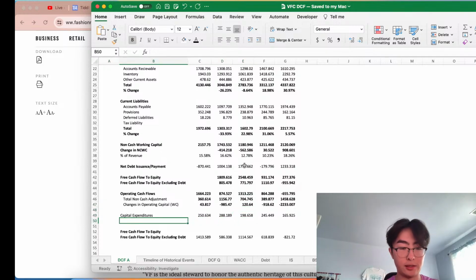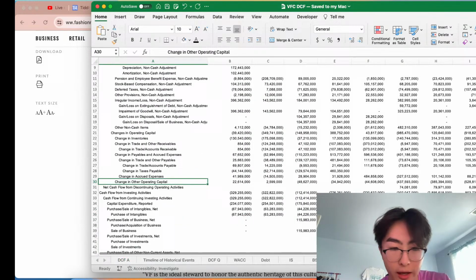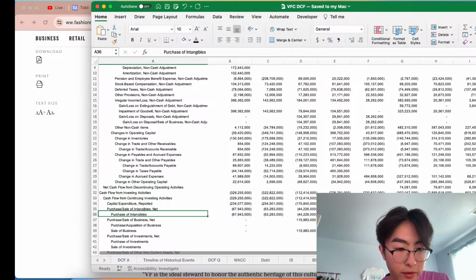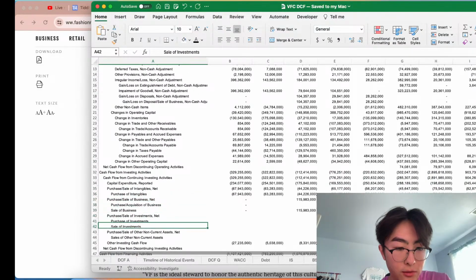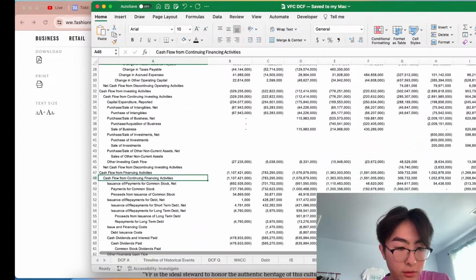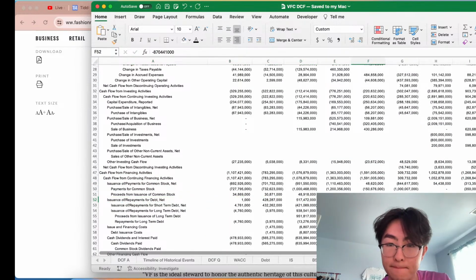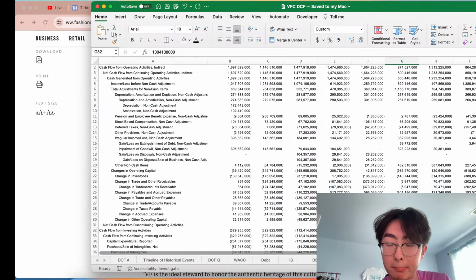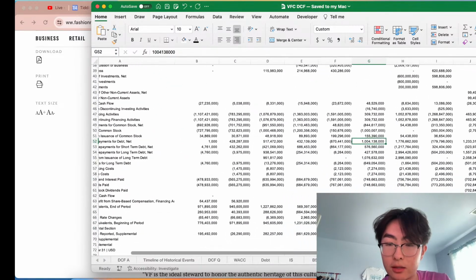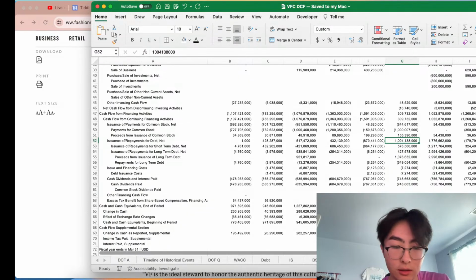Let's add debt here. So I think from the annual cash flow statement, you have cash flow from investing activity, purchase of sales, cash flow from financing. So 1 billion. Issue 1 billion in debt, 1 billion in debt. Okay.